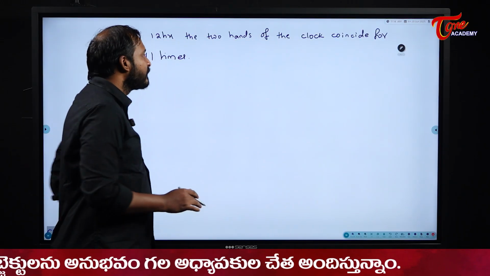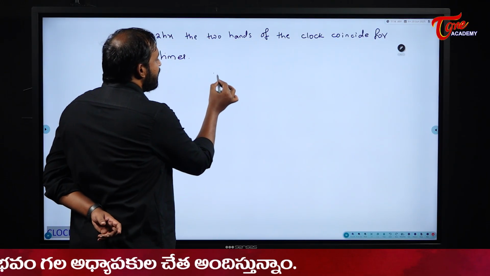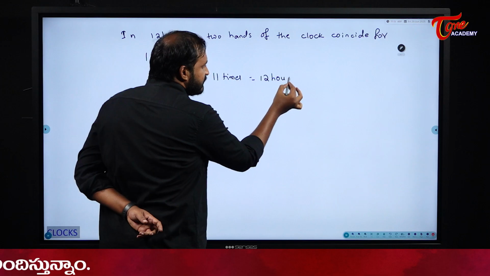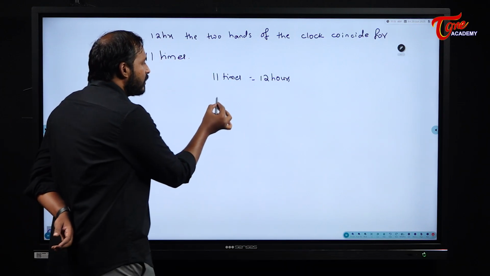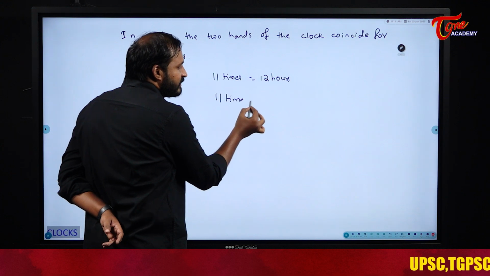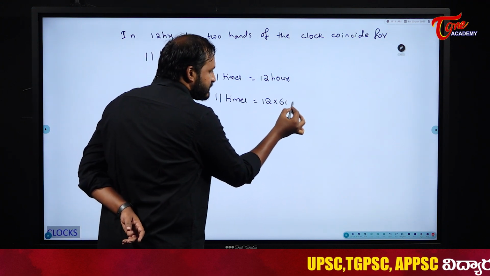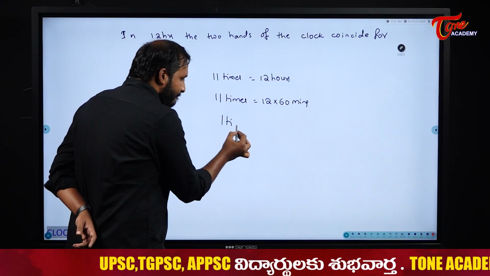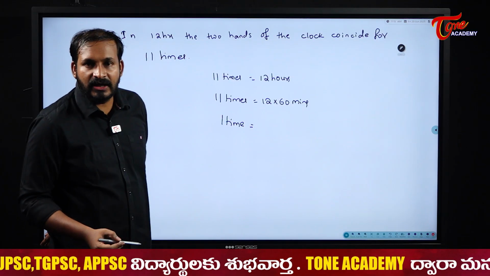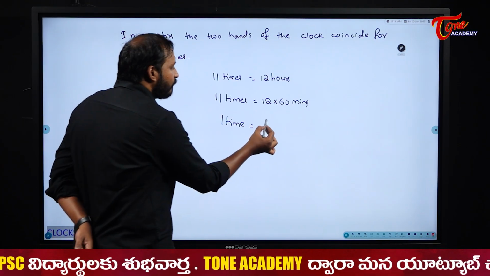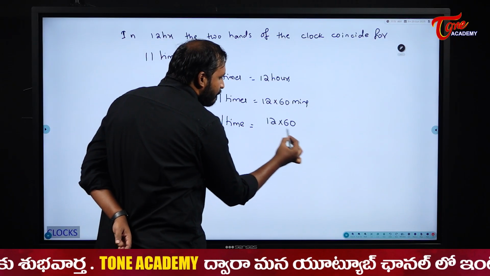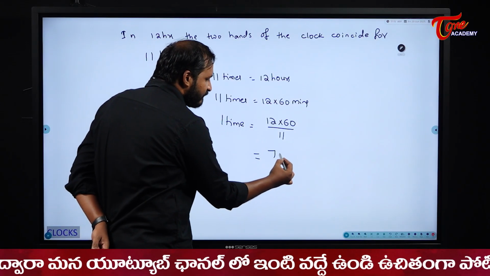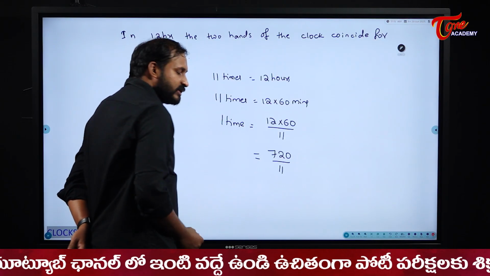Okay, good, superb. Now, see here, students. To coincide 11 times, it is taking 12 hours. Now I will convert these hours into minutes. It becomes 12 into 60 minutes. Now, to coincide one time, what is the time it is going to take? Please observe here: 12 into 60 by 11. I simply send 11 to the other side. So 12 60s are what, students? 720 by 11.